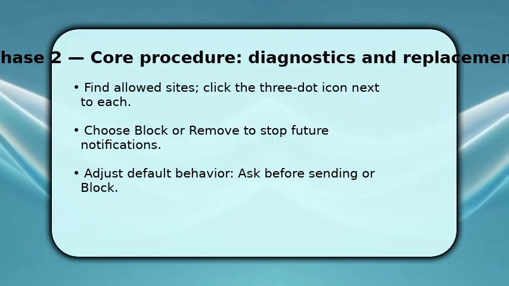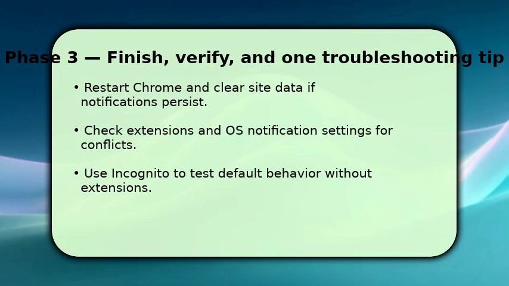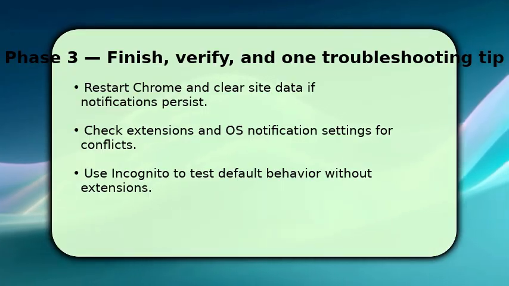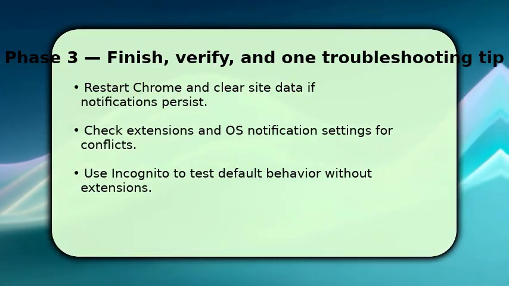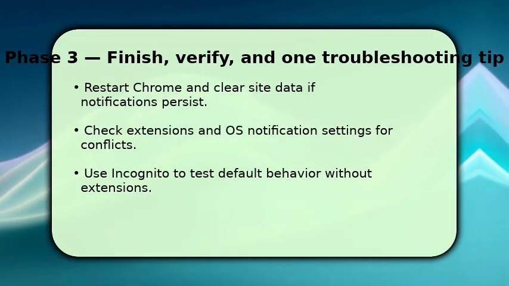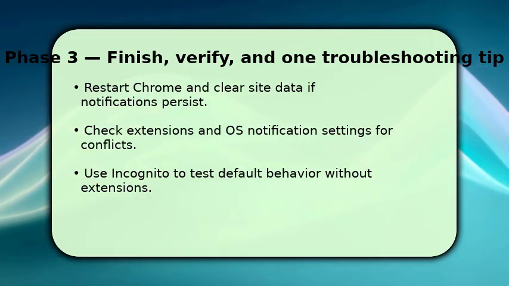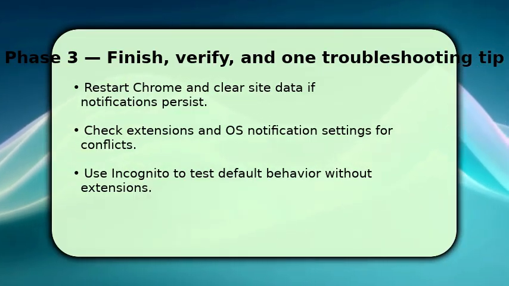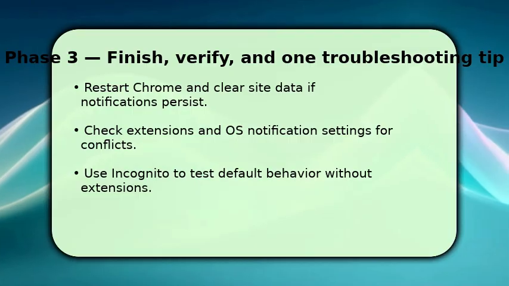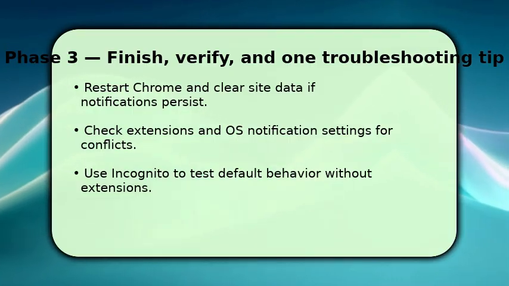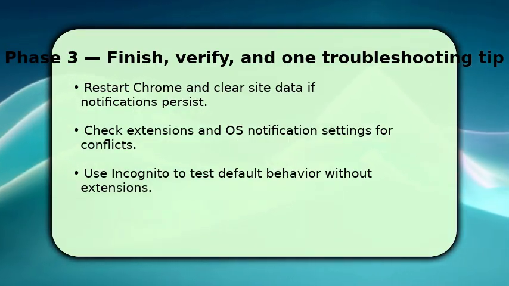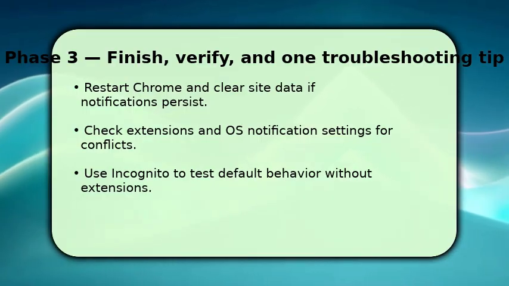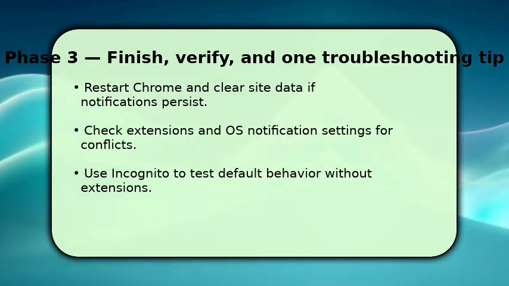If notifications persist, clear site data for that domain. Make sure to check extensions. An extension can re-enable or forward notifications, so disable suspect extensions to test. Also verify your operating system's notification settings, since OS-level permissions can override browser controls. If things still fail, open an incognito window to test defaults without extensions. This isolates the problem.